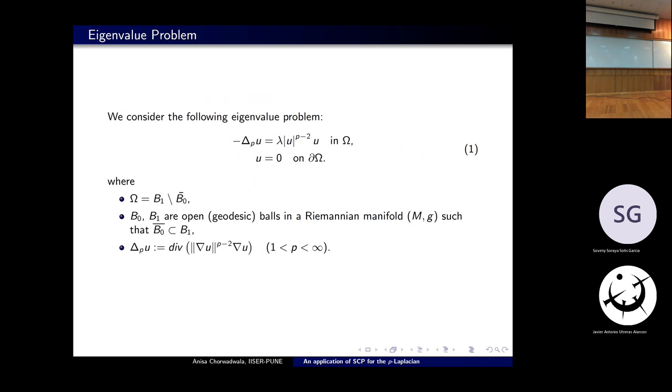And I will start with this family of domains, where I have a bigger ball and I am taking out the closure of a smaller ball from it. So it's a punctured domain where there are two disks. The inner disk is removed from the outer disk. And we are in the setting of a Riemannian manifold. For convenience, you can assume that we are in the Euclidean domain.